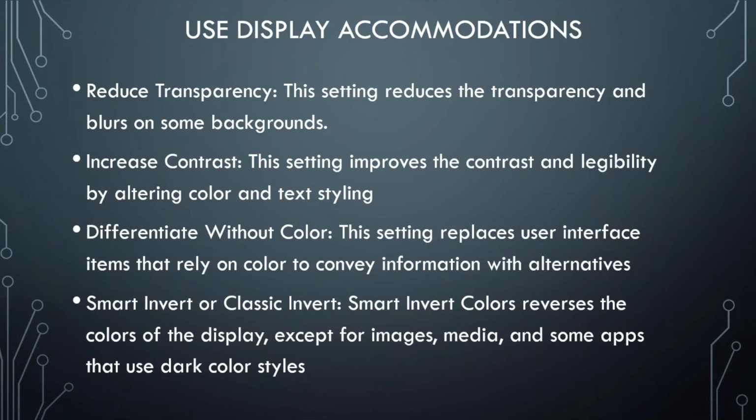Another feature would be increasing the contrast. That would just, again, change the contrast, making things a little bit more legible. You can differentiate without color. So that would replace the user interface items that rely on color to convey information with alternative options. And then you could smart invert or classic invert. The smart invert colors reverses the colors of the display, except for images, media, and some apps that use dark color styles. If you use the classic invert, I believe it will also invert images and media as well.